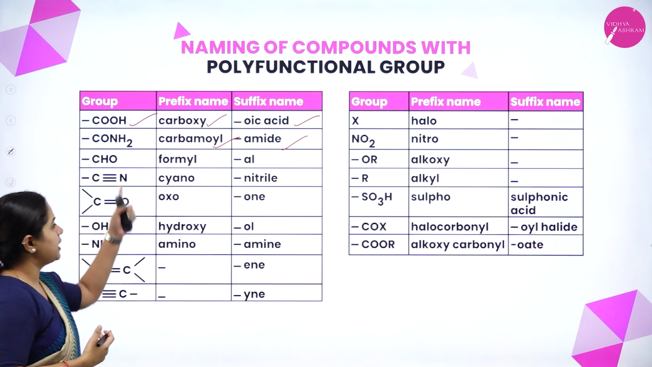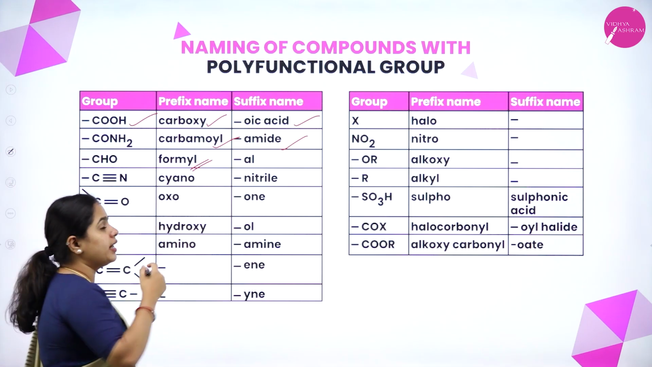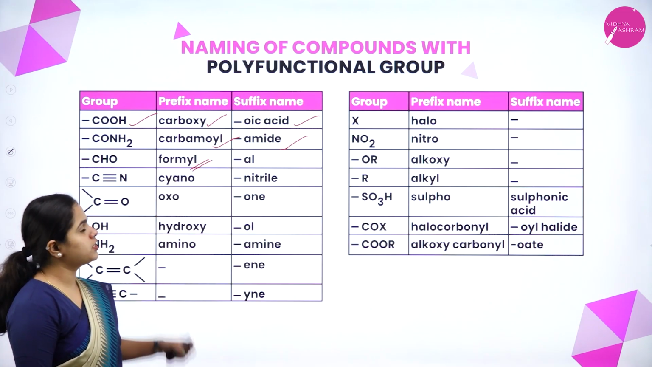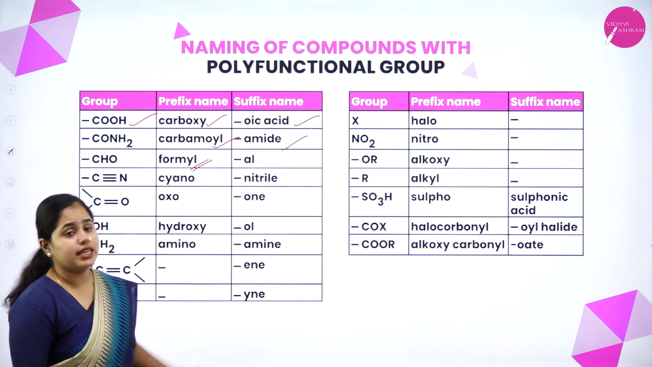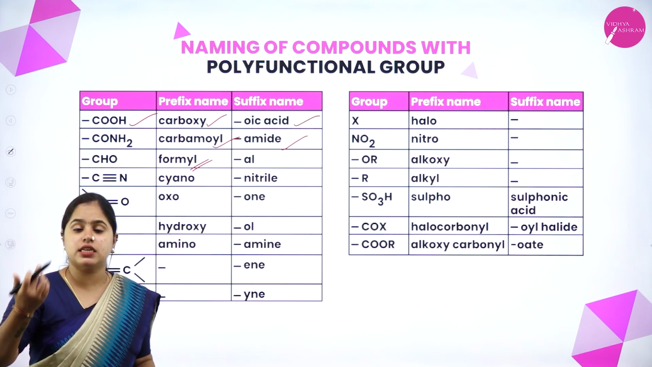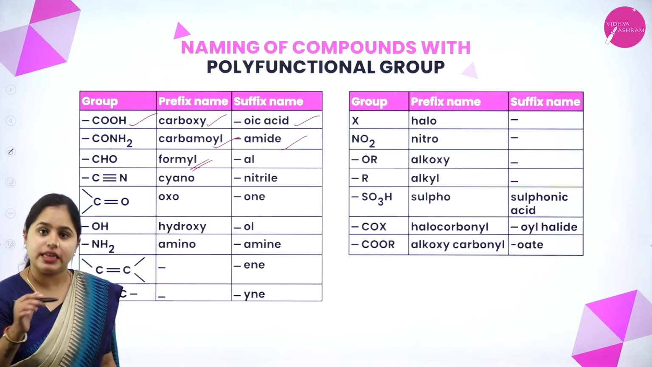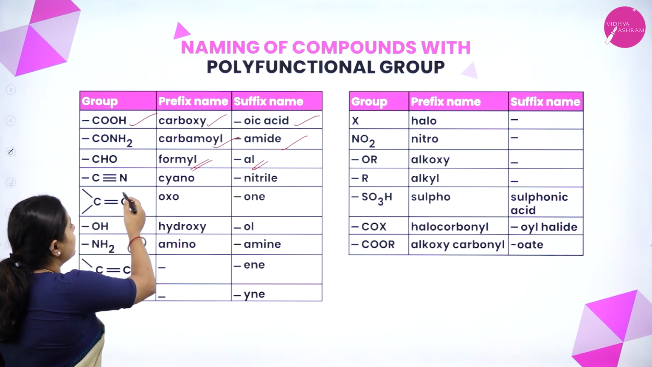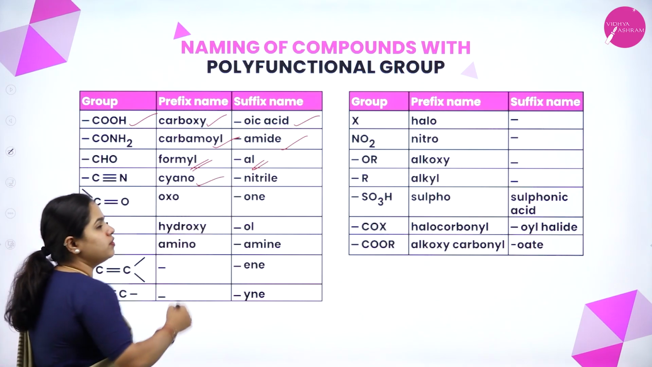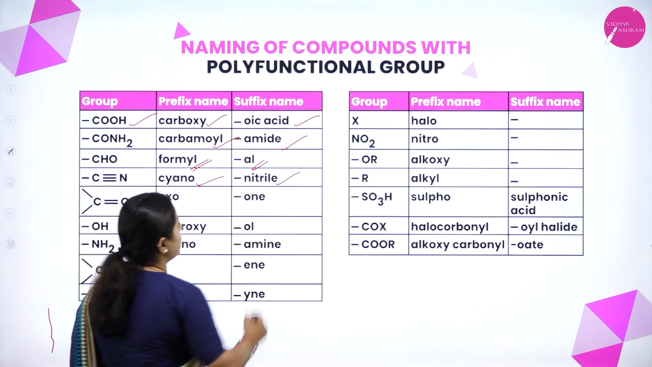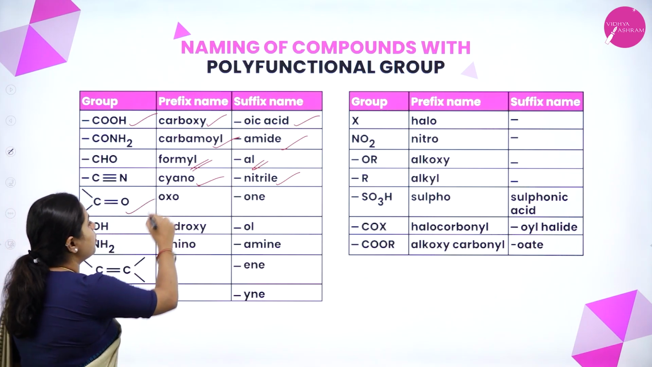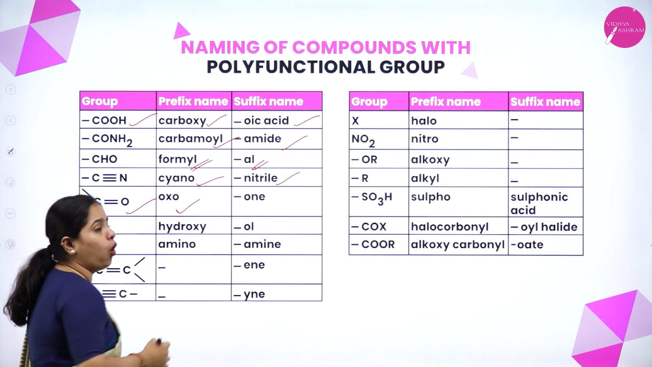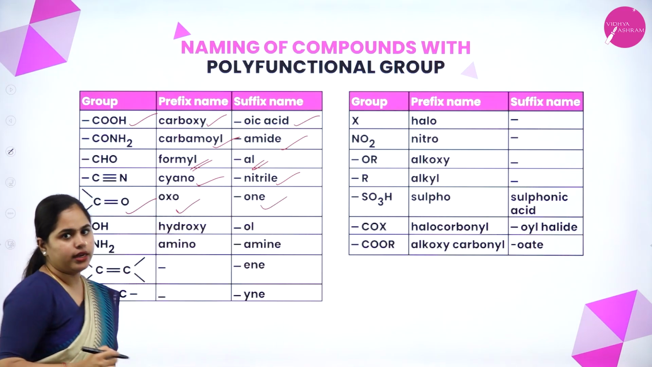Okay, and then CHO, it is aldehyde. If it is present as a substituent, then we use it as a prefix, right? So the prefix word is formyl, and if the aldehyde is present as the principal functional group, then the name of the organic compound will end with 'al'. Right, and in the same way CN, it is cyano, which is the prefix, and nitrile will be the suffix, right? And C double bond O, it is ketone, right? The functional group is ketone. The prefix will be oxo and the suffix will be 'one'.